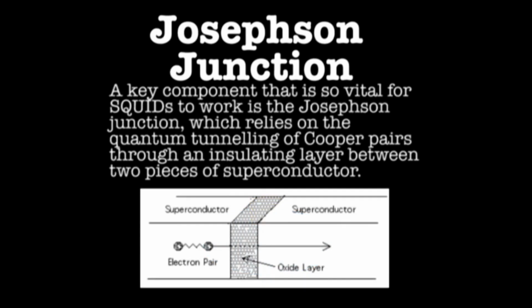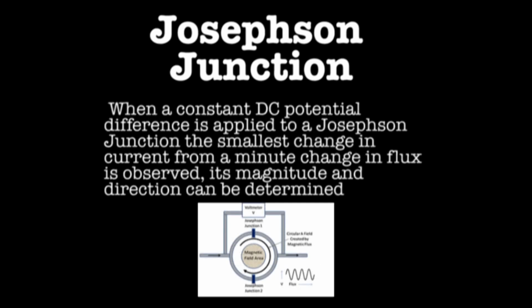A key component that is so vital for SQUIDs to work is the Josephson junction, which relies on the quantum tunneling of Cooper pairs through an insulating layer between two pieces of superconductor. When a constant DC potential difference is applied to a Josephson junction, if the smallest change in current from a minute change in flux is observed, its magnitude and direction can be determined.